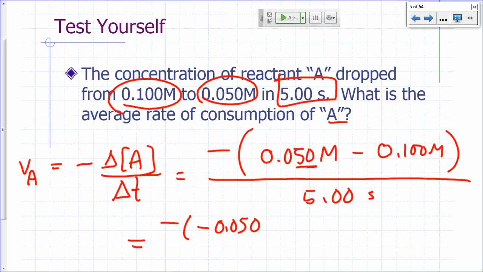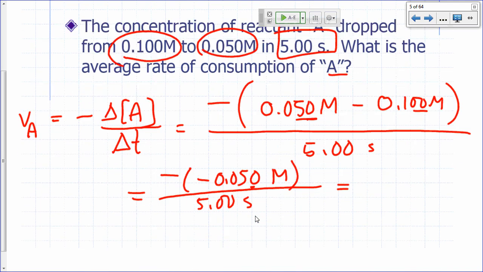Okay, sig figs there. The last sig fig is the third digit after the decimal. Moles per liter divided by 5.00 seconds. So that gives you a positive number. What is 0.05 divided by 5? 0.01. Right? 0.010 moles per liter per second. Okay? 2 sig figs here, 3 sig figs, so the answer should have 2 sig figs.